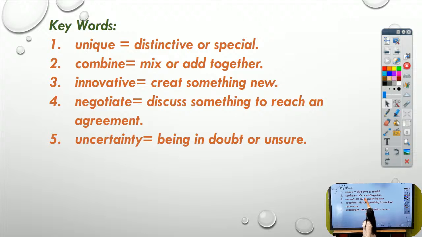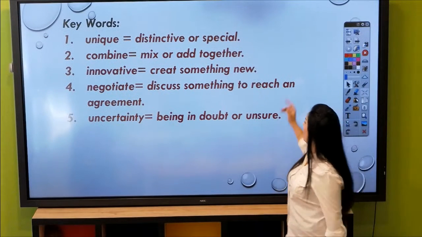Unique. Unique means distinctive or special. Combine, mix, or add together. Innovative. Innovative means create something new or invent something new. Negotiate. Negotiate means to discuss something to reach an agreement, okay? Still discuss until you reach the agreement. And finally, uncertainty. Uncertainty is the opposite of certainty. So uncertainty is being in doubt or unsure, when you are unsure about something.